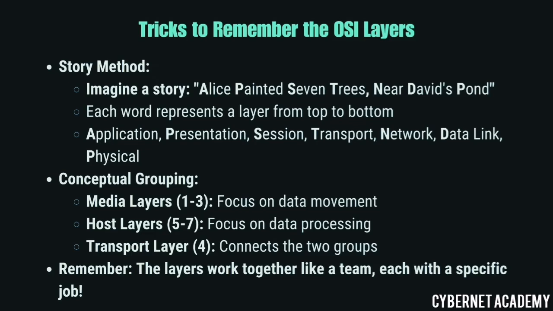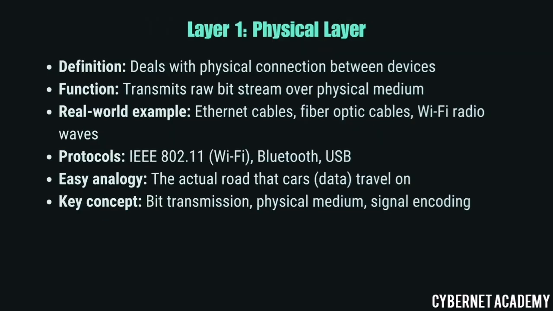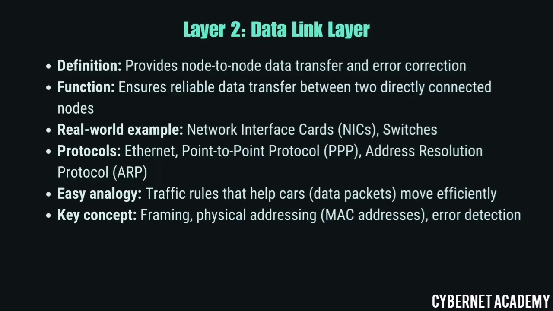Moving up, we reach the data link layer. If the physical layer is about moving raw bits, the data link layer ensures those bits are transmitted reliably between 2 directly connected nodes. It's responsible for framing data into manageable chunks and uses MAC addresses for physical addressing. This layer is where your network interface card (NIC) operates, and where network switches do their work. Protocols like Ethernet and the Address Resolution Protocol (ARP) function here. The data link layer also handles error detection, making sure the data hasn't been corrupted in transit. It's like a super efficient postal service for your local network.